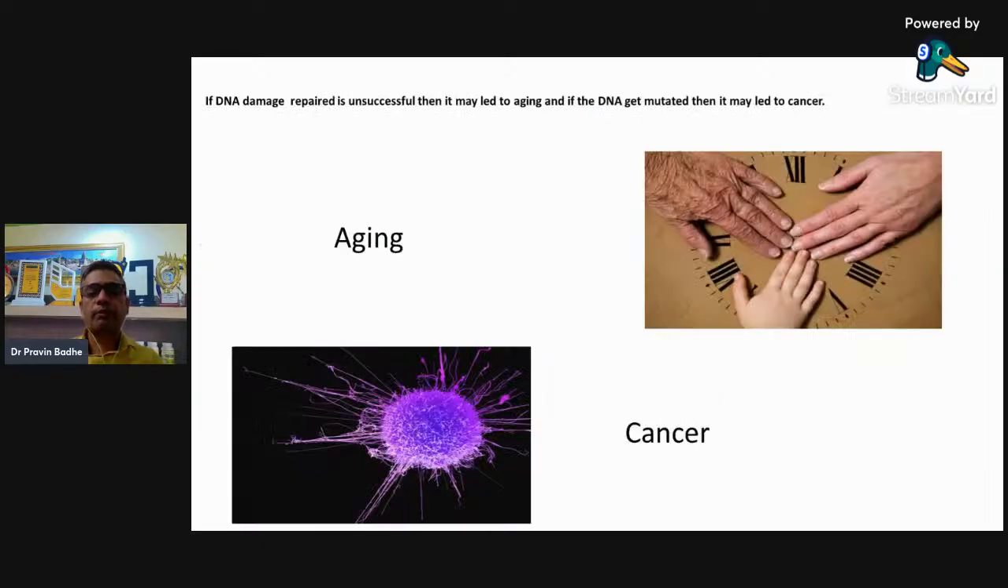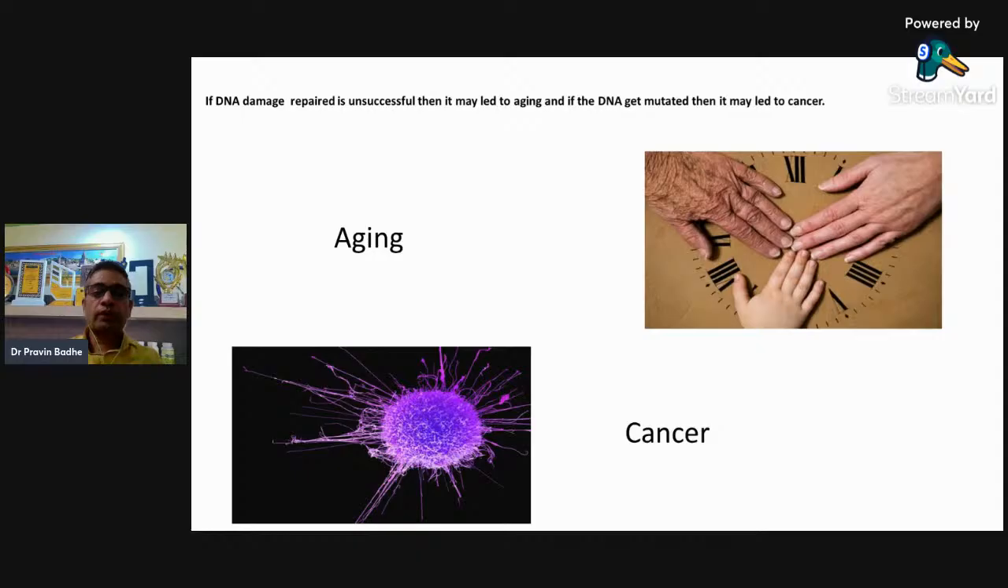So what diseases are happening? If DNA damage is not repaired, it is going to lead towards aging, and if DNA gets mutated, then it is going to lead towards cancer. So damaging DNA is something which is going to create a major problem, and it is leading towards chronic diseases. So we at Swalife consider aging as a disease, because when a person is aging, they get all the other chronic diseases.